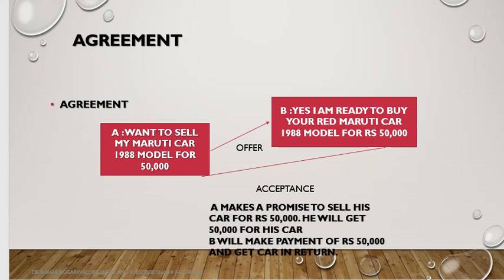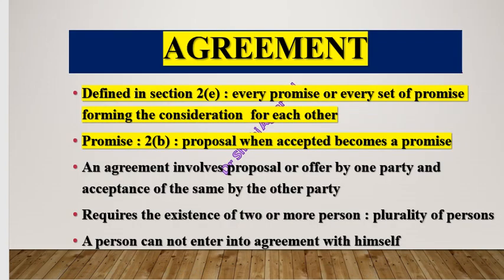Here A makes a promise to sell his car for rupees 50,000, and in return he will get 50,000. B will pay 50,000 to A, and in return he will get the car. So agreement means every promise, every set of promises forming the consideration for each other.